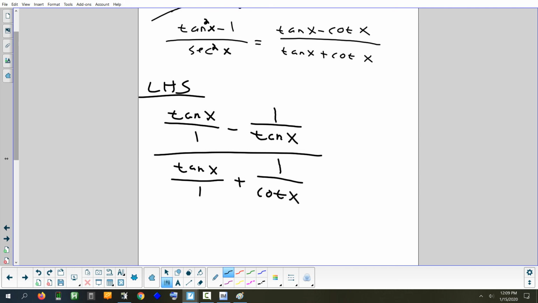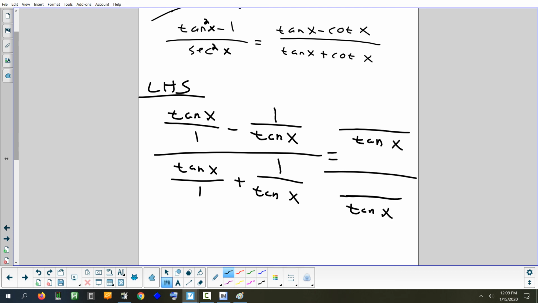Now, what I want to do with this step is, this should be tangent. What I want to do now is find a common denominator in the top and bottom to write those all as one fraction. So, common denominator in the top is going to be tangent. Common denominator in the bottom is going to be tangent.